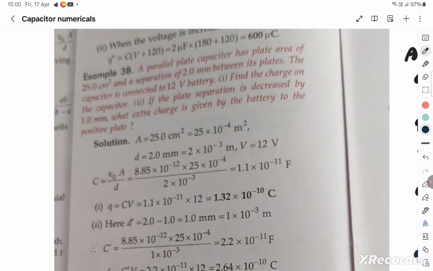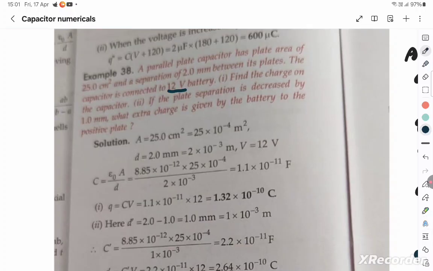So you find the capacitance, and C is equal to epsilon naught into A by D. All values have been given. Substitute, get the value of capacitance, and you know Q is equal to C into V. They've asked for the charge on the capacitor. The voltage is 12 volts, as given in the question. So just multiply and get the value of the charge. Now that's the first part of the question.